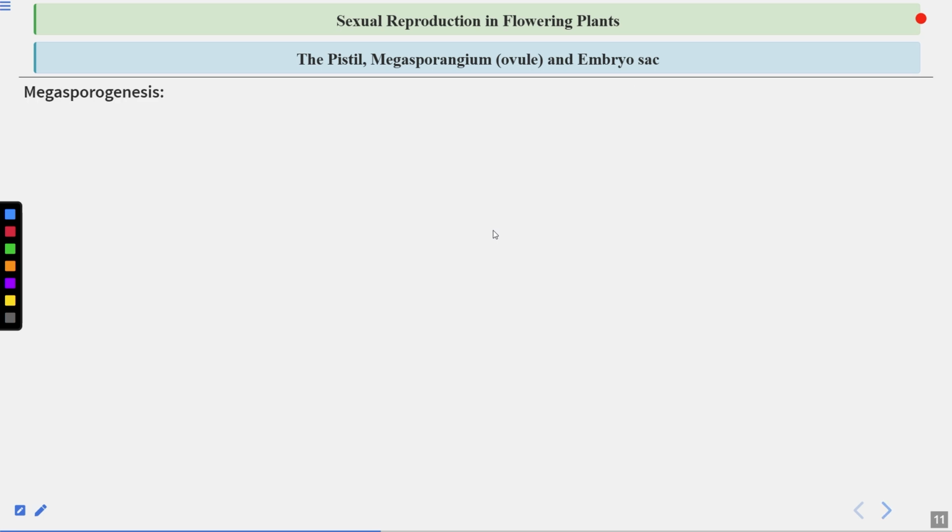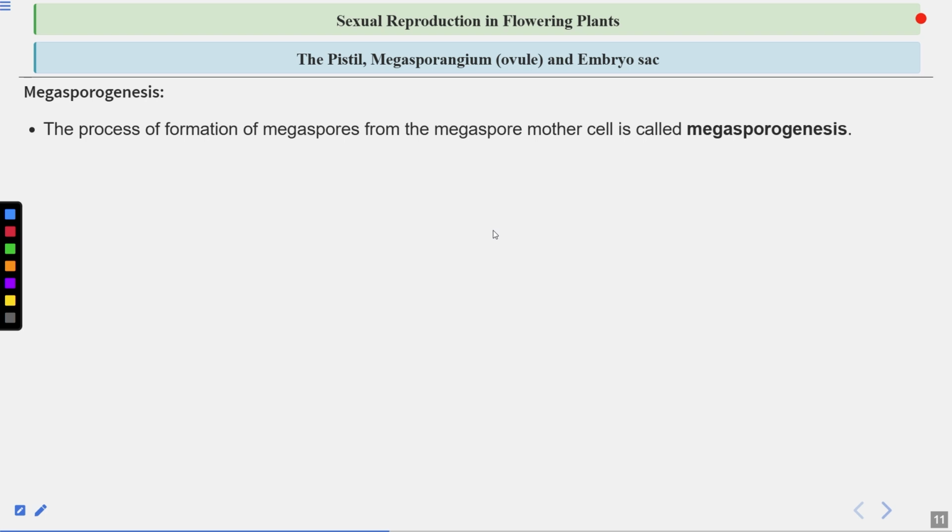Now we will talk about megasporogenesis: how this megaspore is formed, how this embryo sac is formed. The process of formation of megaspores from the megaspore mother cell, MMC, is called megasporogenesis. This is again a diploid cell, and from this cell only the megaspore is formed. That process of formation of megaspores from the megaspore mother cell is called megasporogenesis.